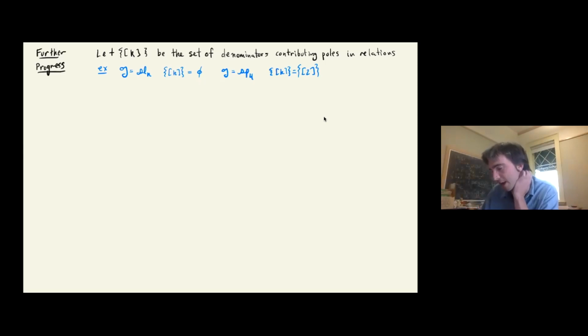In general, let this set of quantum k's be the set of denominators contributing poles in relations in whatever your web category is. In the case of SLN, this is just the empty set. For SLN, all of the fundamental modules have Z adjoint QQ inverse forms, which are self-dual and irreducible. In the Sp4 case, you need to invert 2, and for Sp2n, you need to invert 2, 3, 4, all the way up to n.